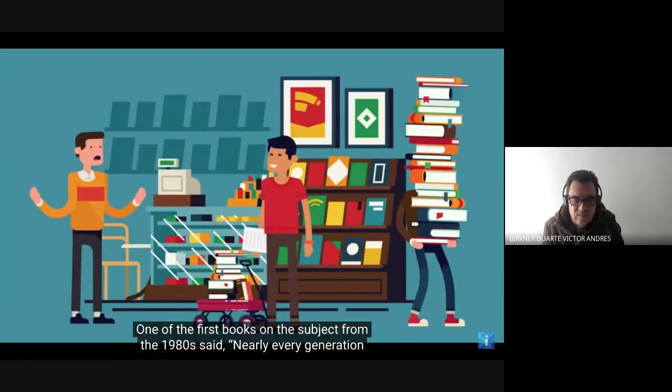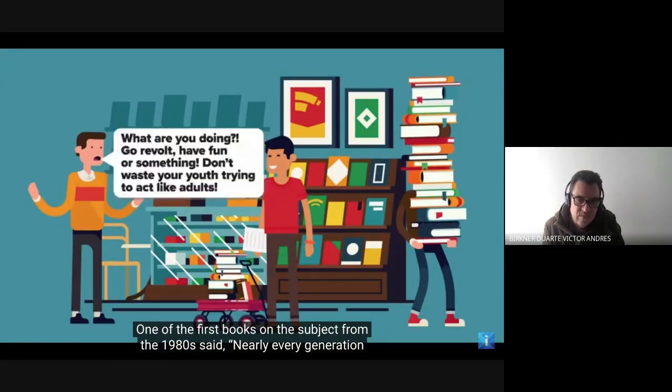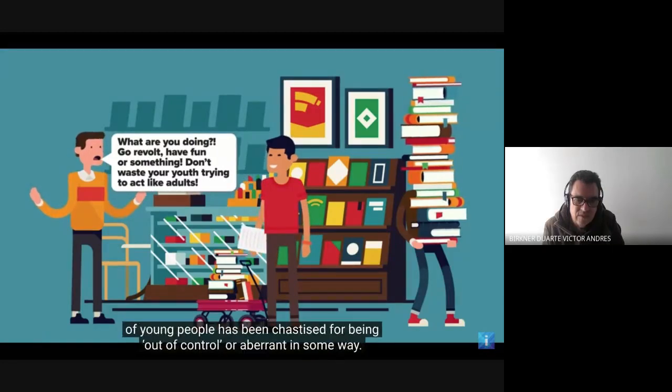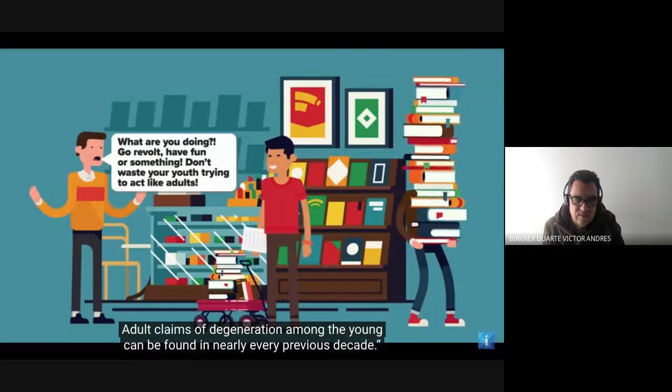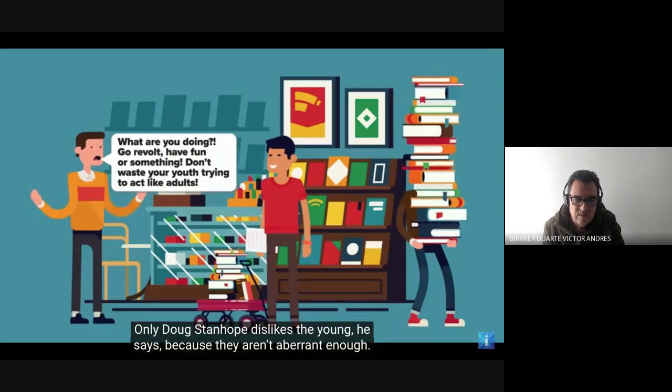One of the first books on the subject from the 1980s said nearly every generation of young people has been chastised for being out of control, aberrant in some way. Adult claims of the generation among the young can be found in nearly every previous decade. Only Doug Stanhope dislikes the young, he says, because they aren't aberrant enough.